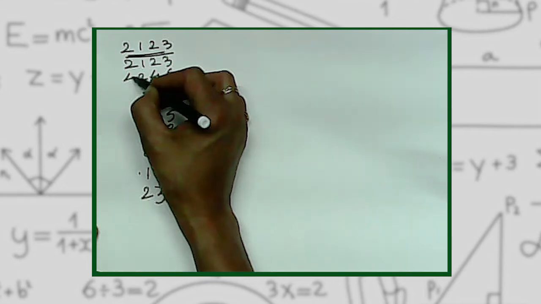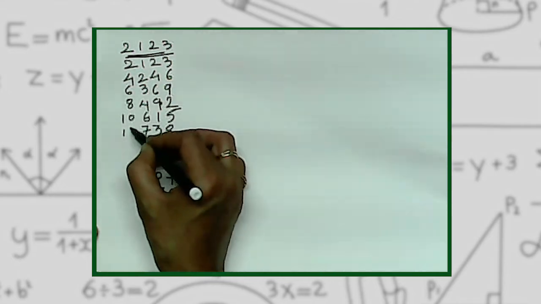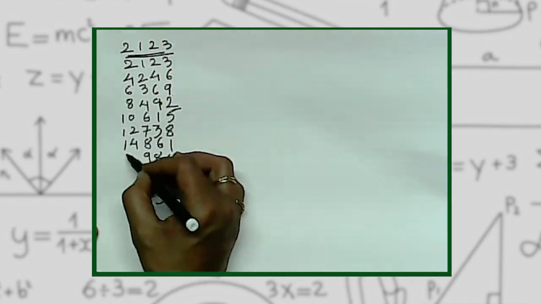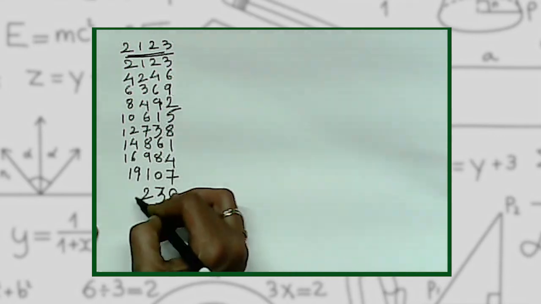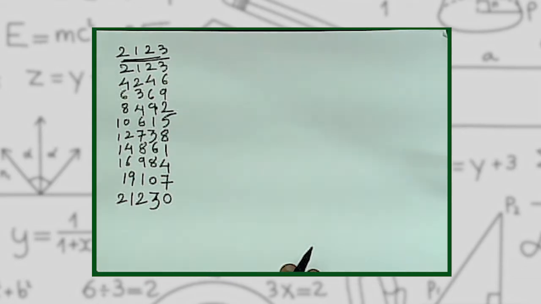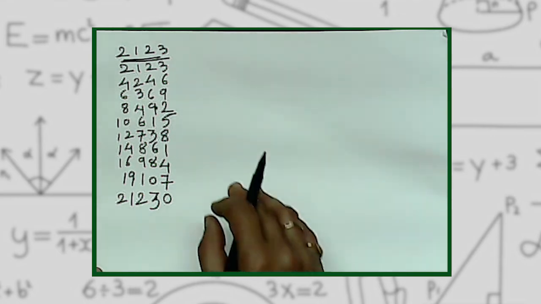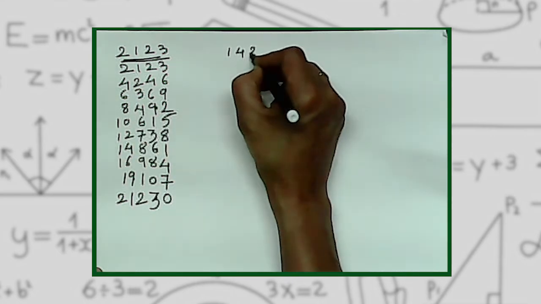2 plus 2, 4. Plus 2, 6. Plus 2, 8. Plus 2, 10. Plus 2, 12. Plus 2, 14. Plus 2, 16. Plus 2, 18. And 1, 19. Plus 2, 21. 4 digit table also we are solving in 30 seconds. One more example we will take for 4 digit number.